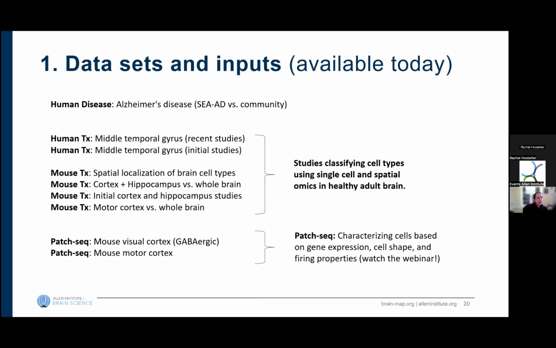In terms of the data sets that we have available right now, we have one on human Alzheimer's disease that I'll talk quite a bit more about. We have several that focus on human middle temporal gyrus and on translations between the mouse classification studies. And then we have two focused on mouse cortex, which can be used for comparing the transcriptomic types versus the MET types, or looking at electrophysiology properties, like I mentioned, briefly talked about earlier. There's a webinar on PatchSeq if you are interested in learning more about PatchSeq.